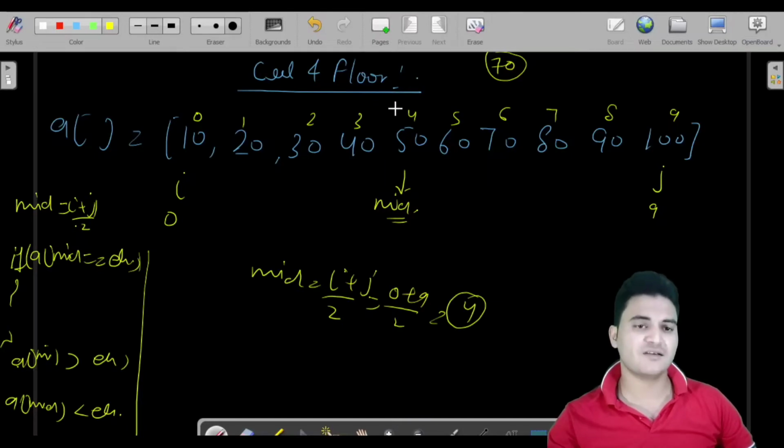And there are some different approaches also, where ceil could be this and floor could be this, but for now we are considering ceil is also this and floor is also this if the element of mid is equal to the element for which we are searching. Fine. So if this is equal to the element, that means ceil is also this, floor is also this, but this is not the condition because this is not matching. 50 is not equal to 70.